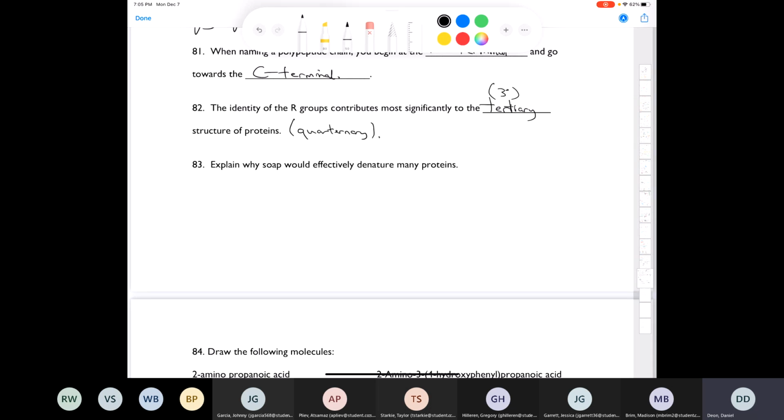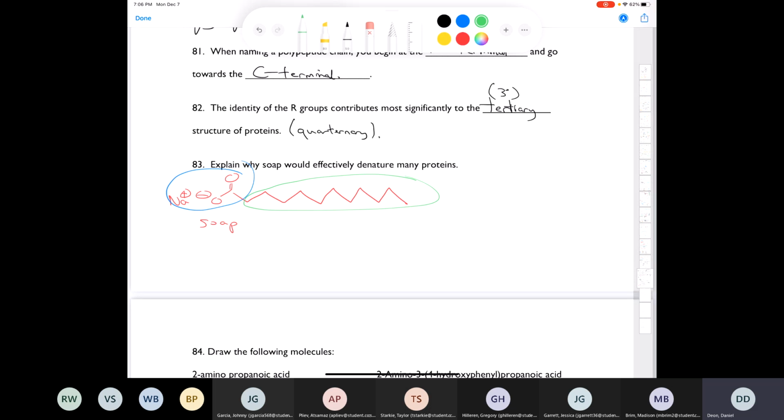Explain why soap would effectively denature a protein. I'm just going to talk our way through this one. I could write it down, but that'll eat up a lot of time, and I have the answer posted to our class shell. But what I wrote down here is soap has a hydrophobic and a hydrophilic side, right? If you think about what soap is, it's just a carboxylate of a fatty acid, right? You take a fatty acid, and that's essentially a soap. So we have a water-loving portion, and then we have a water-hating portion here.